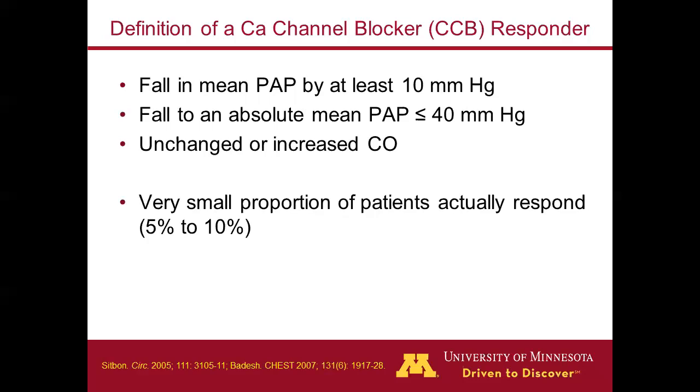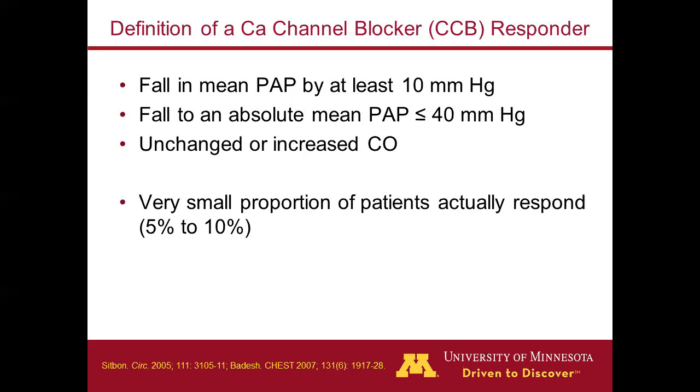Okay, a classic example: a patient yesterday had a mean PA pressure of 52 at rest. I gave nitric oxide and she was a responder. From 52, she came down to 33. So her absolute value after nitric oxide is less than 40, and she dropped by close to 20 points. So she is a responder. Now, am I going to treat her with a calcium channel blocker? The next thing is I look at her cardiac output. Did her cardiac output go down with nitric oxide? No, it did not go down. It remained stable.